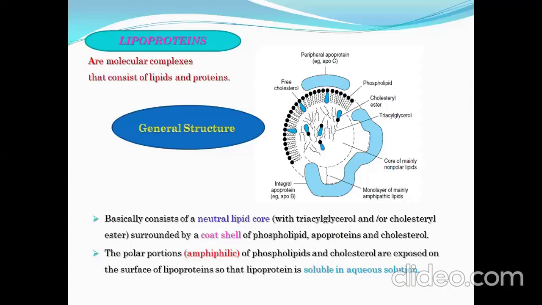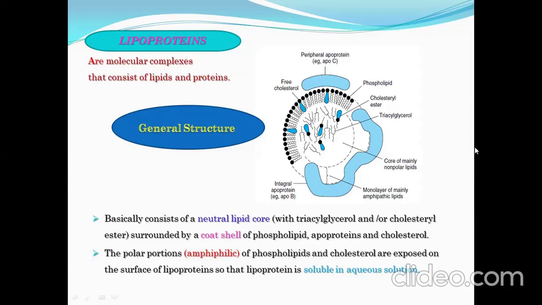So lipoproteins are molecular complexes that consist of lipids and protein. And this is the general structure of lipoproteins. You can see here the free cholesterol, the peripheral lipoprotein, phospholipid, cholesterol esters, triglycerides, that is nothing but the neutral fat, and non-polar lipids. In the figure, there is a conjugation between the lipids and the protein moiety.